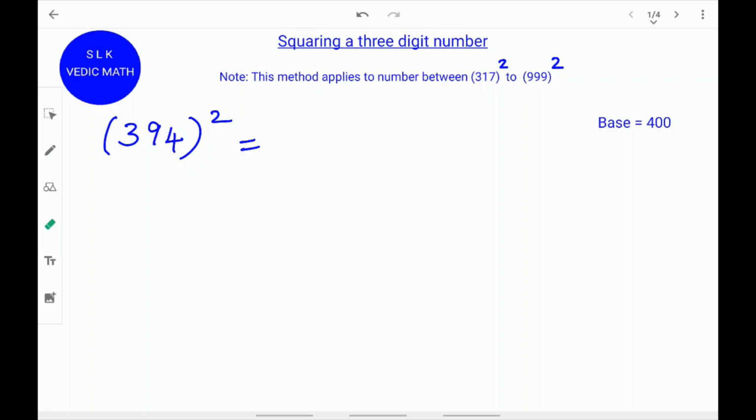394 square. First, find a base for 394, which is 400, because 394 is close to the base 400. Next, find the difference between 394 and the base 400, which is 6. Write 6 as minus 6 to show that 394 is less than the base 400. Next, subtract 394 with the difference 6. 394 minus 6 is 388.